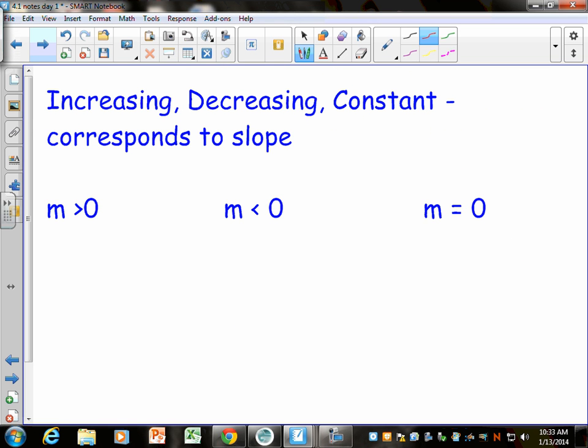Alright, we've talked about increasing, decreasing, and constant overall for many functions. But today we're just going to look at increasing, decreasing, and constant for linear functions, which makes it a whole lot easier. Because if your function is increasing, decreasing, or constant, and if your rate of change never changes in a linear function, then you can just tell by looking at the slope. Like, you don't even have to graph it.